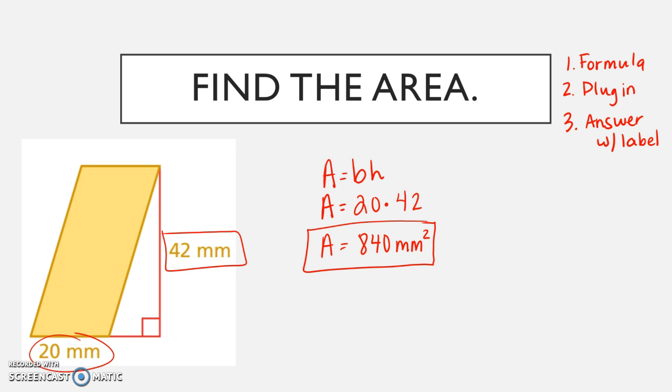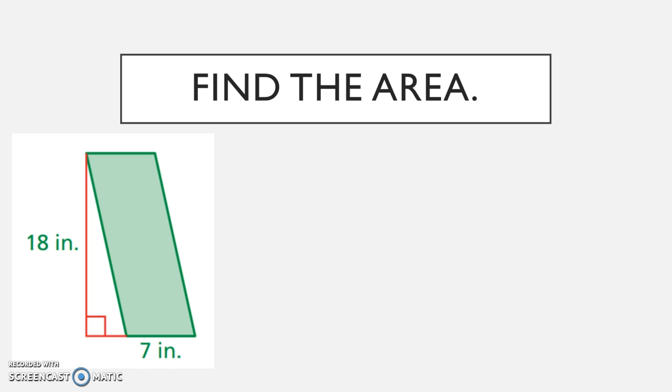So our answer here is 840 millimeters squared. Let's go ahead on to our second problem. We've got another parallelogram, different base, different height, as well as a different label. So let's go ahead and start again.